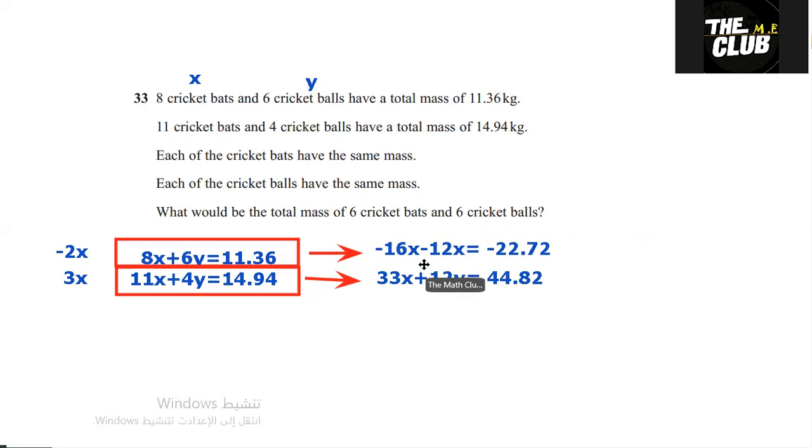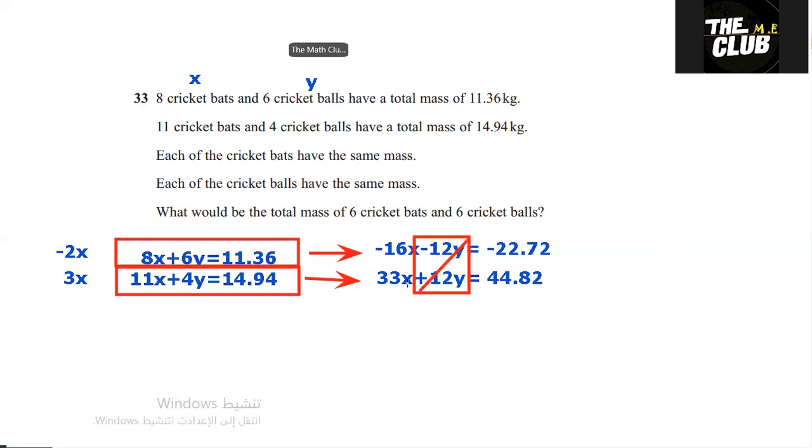Now, I have a pair of simultaneous equations that have what? They have the same value of the y with different signs. Now I can do the elimination method to eliminate this part. So I'm going to eliminate the y part and work with the x part.